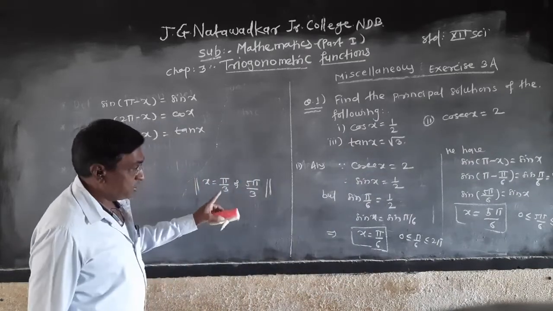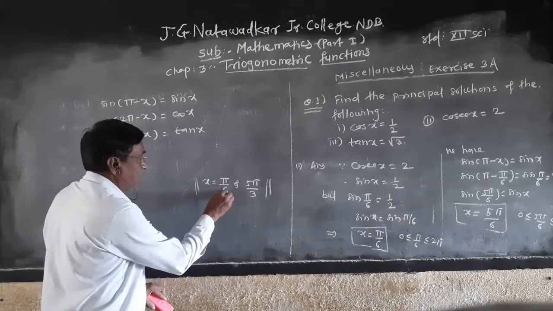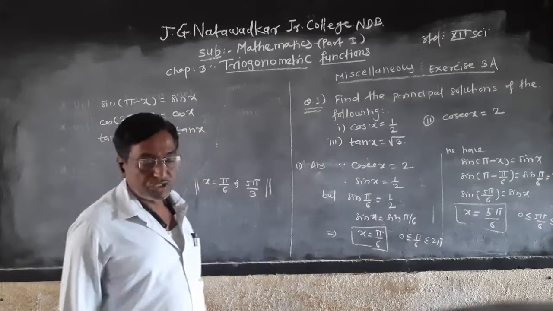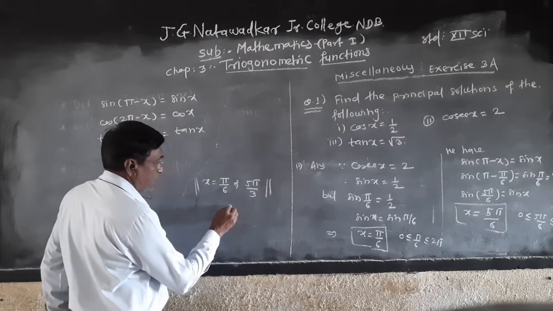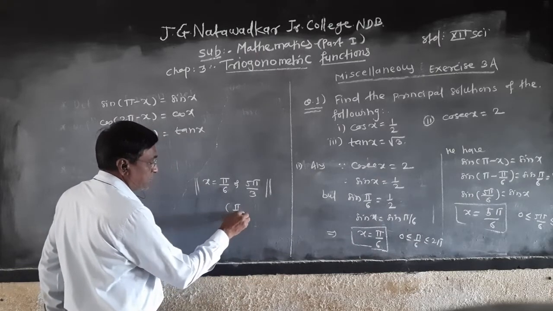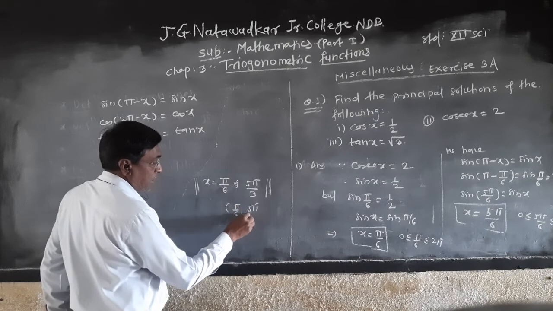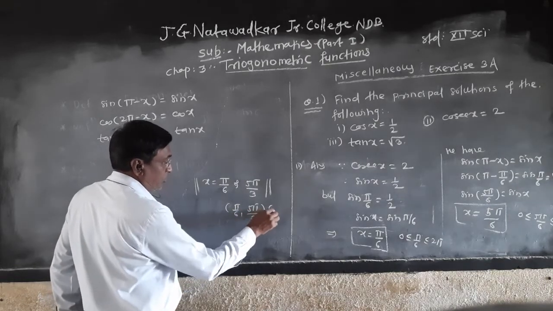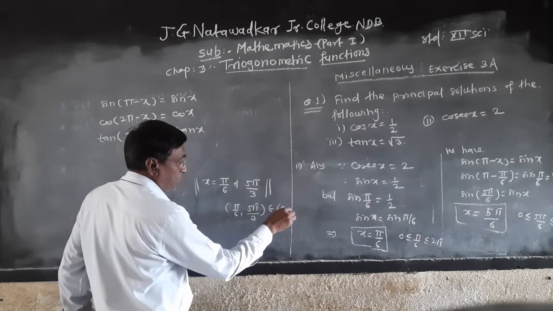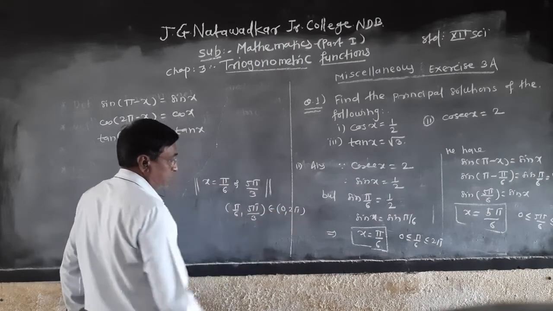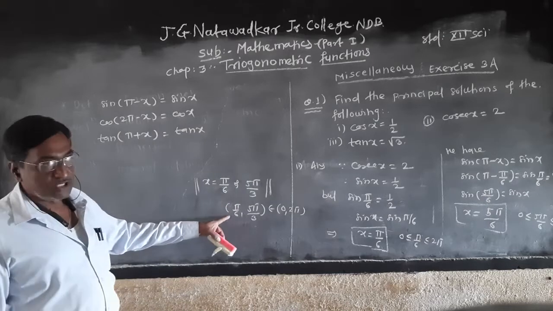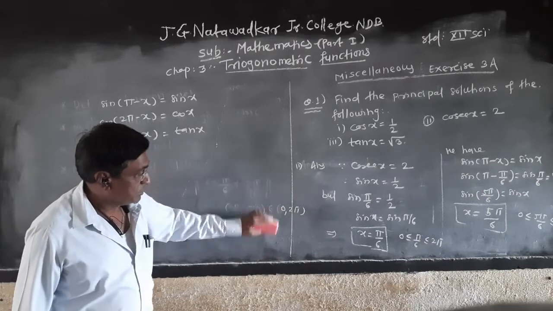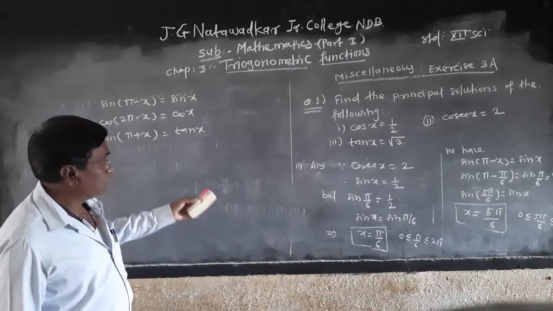And therefore x is equal to pi by 6 and 5 pi by 6 are the principal solutions. Otherwise we can write it like this: pi by 6 comma 5 pi by 6 both belong to the interval 0 comma 2 pi. And so hence these two values of x are the principal solutions of the given equation. Okay. Now after this, that is the third one.